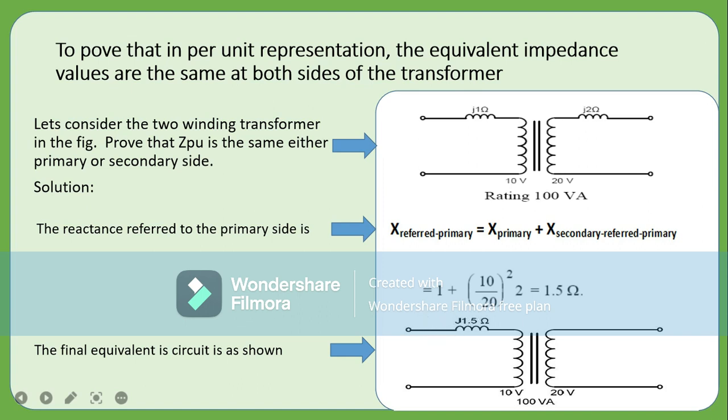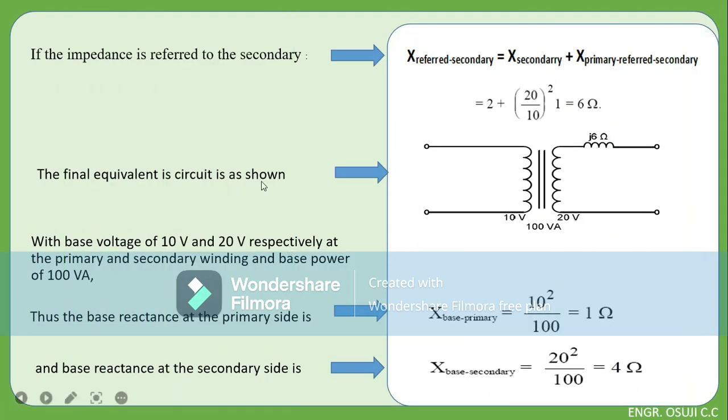Now let us consider also when we refer it to the secondary side. What if we refer all the impedance now to the secondary side of the transformer? How do we do it? Like the other case, if we are referring to the secondary side, we are going to have the primary side impedance divided by the square. In the other case, when referring from the secondary to primary, it will multiply. But when you are referring from the primary to the secondary, it will divide.